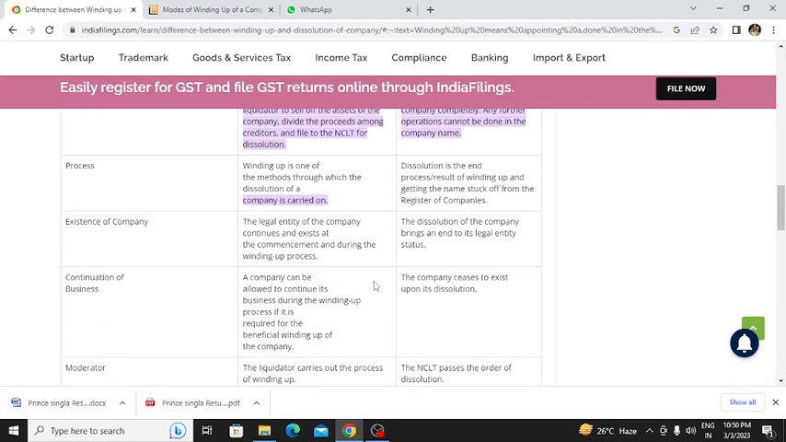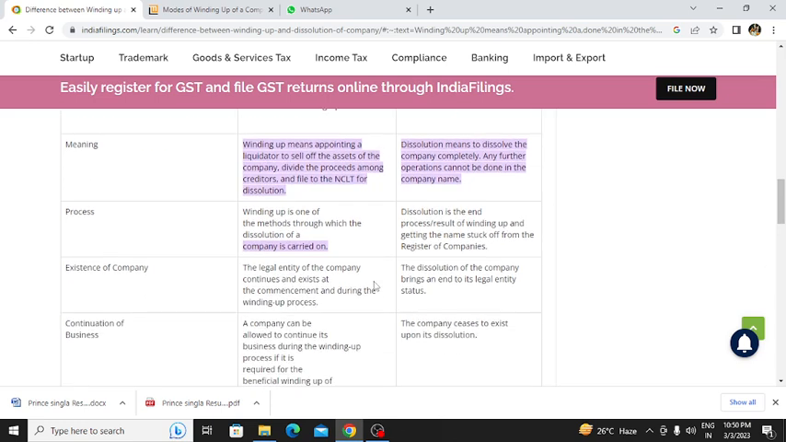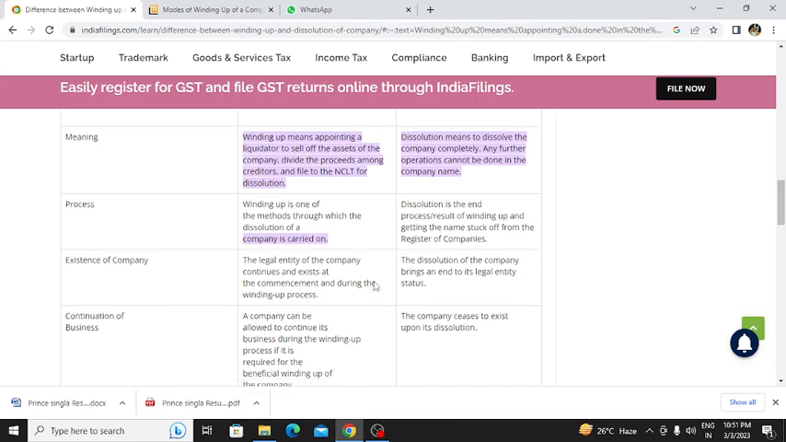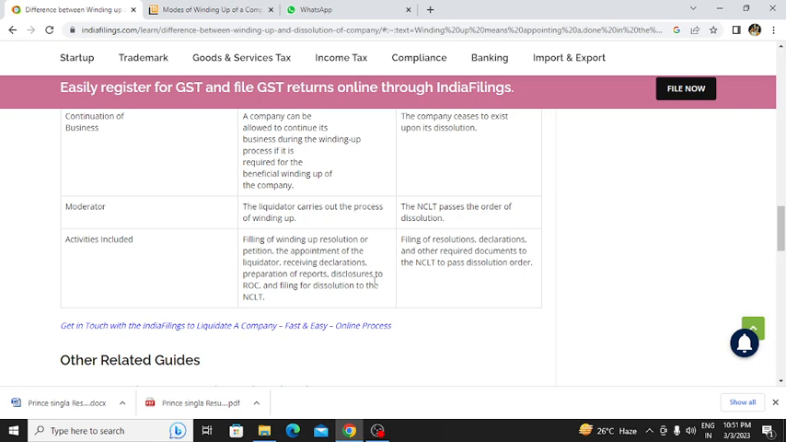So I hope you all understand the meaning. Winding up means appointing a liquidator who will realize the amount from the assets, use it to pay the liabilities, and file for NCLT dissolution. Dissolution means the company is dissolved and cannot be operated, and its name is struck off. In winding up, the process can be carried on and the existence and continuation of the company and its business are there, but in dissolution they are not. In winding up, the liquidator is the moderator who realizes the amount.